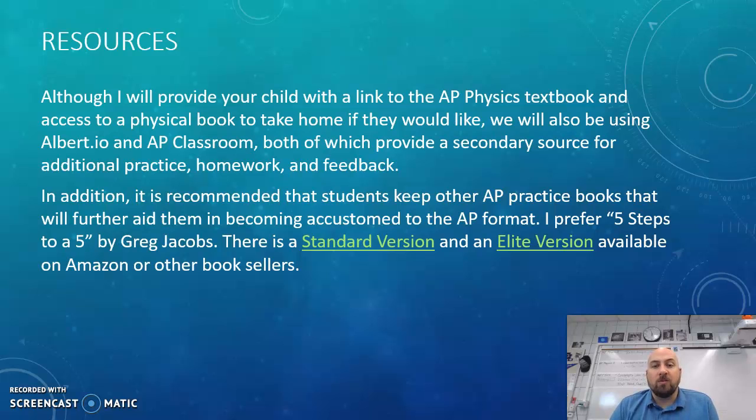Some extra study books. There is a book titled 5 Steps to a 5 for AP Physics C by Greg Jacobs. There's a standard version. I believe there's an elite version as well. You can find them on Amazon or bookstores. They're relatively cheap, less than $20, and it'll give them a good overview of exactly what they'll need to study for the AP exam to be successful.